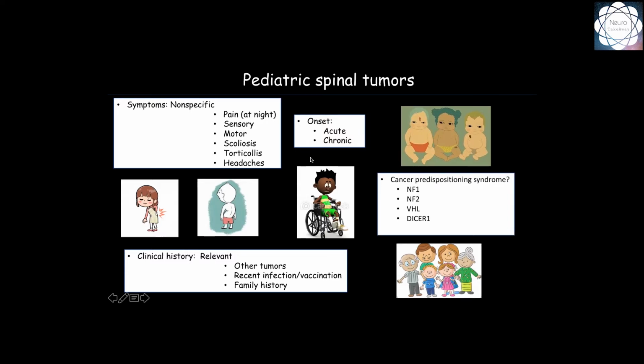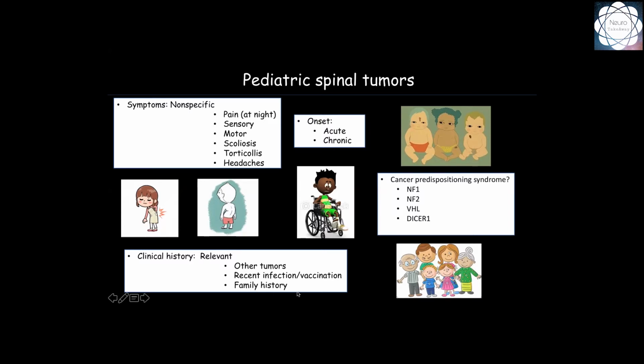The onset is crucial because in general they present with a chronic presentation, and an acute onset speaks very against this diagnosis. The clinical history might be relevant because of the presence of other tumors inside or outside the central nervous system, the history of a recent infection or vaccination, which may lead to the diagnosis of an inflammatory process of the spinal cord, and the family history.